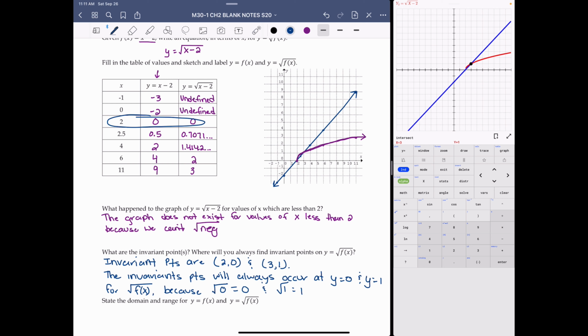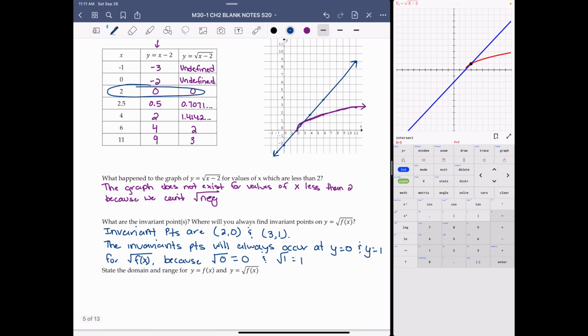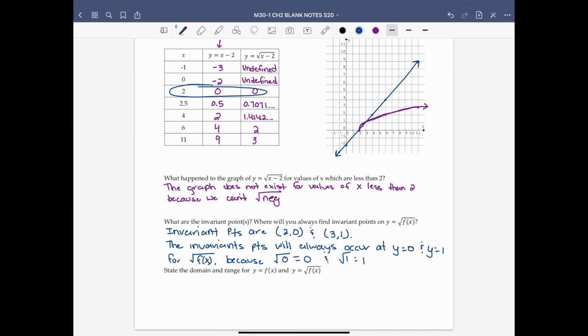State the domain and range for y equals f of x and y equals square root of f of x. So y equals f of x, it's a linear function. Our domain is x such that x is an element of the real numbers, all values, and our range is the same, y such that y is an element of the real numbers.